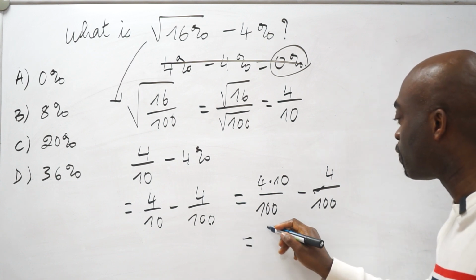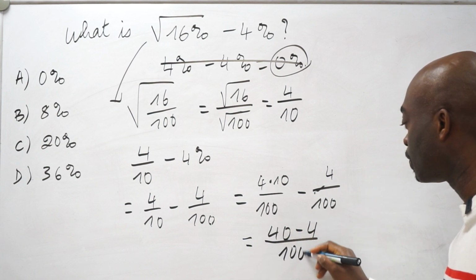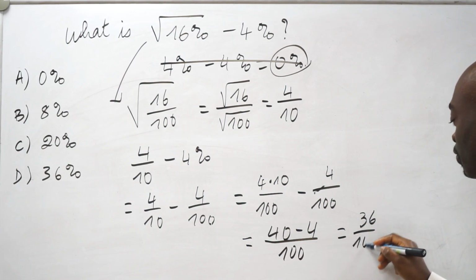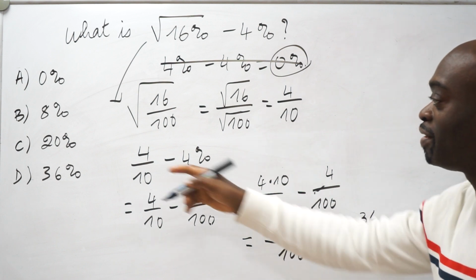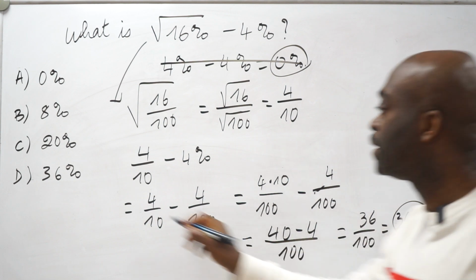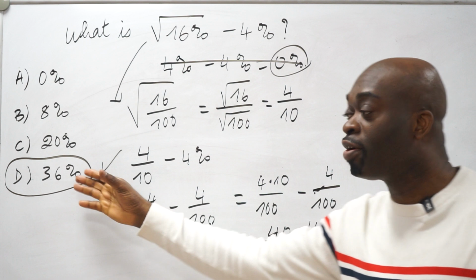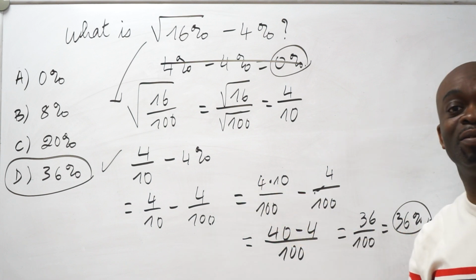So this is going to give us 40 minus 4 over 100. And 40 minus 4 is equal to what? Equal to 36 over 100. And 36 over 100 is the same thing as what? 36%. So that is 36%. And ladies and gentlemen, this is the correct answer. So 36%. That's the same thing, okay? It's the same thing as 36 over 100. So that's 36%, and then we're done. Thank you.